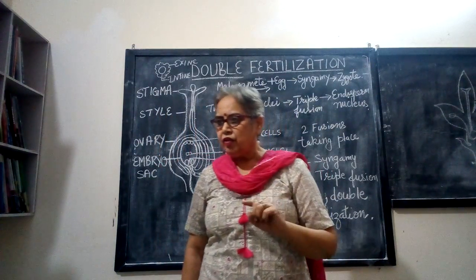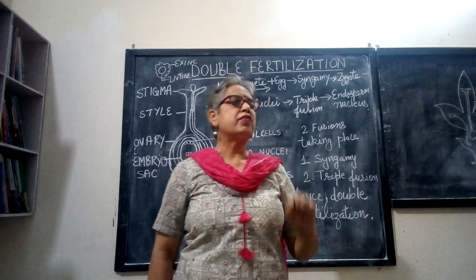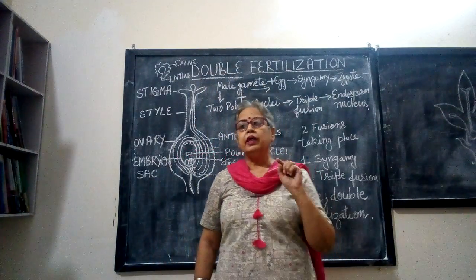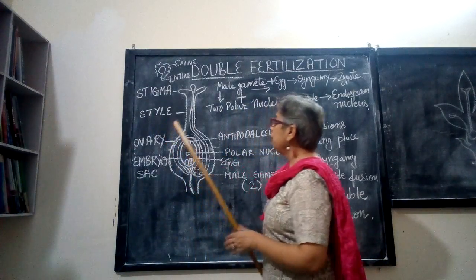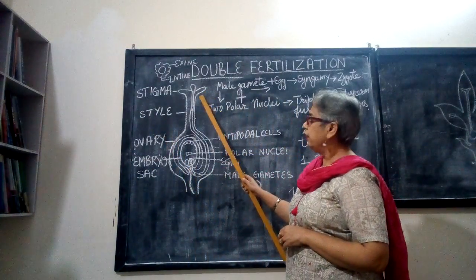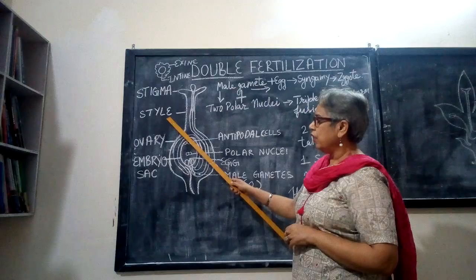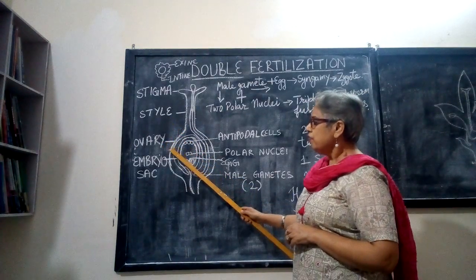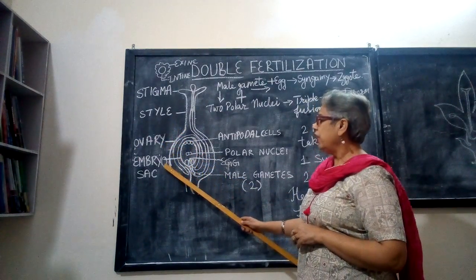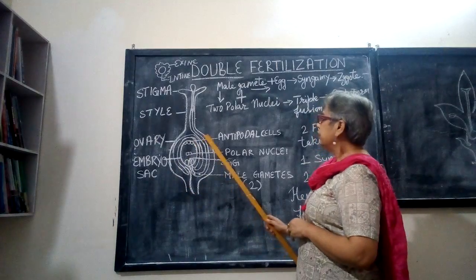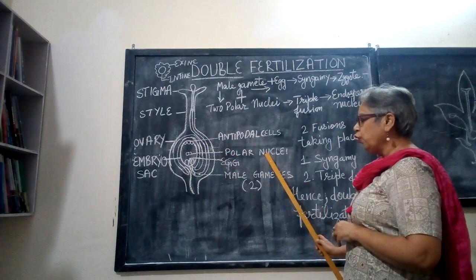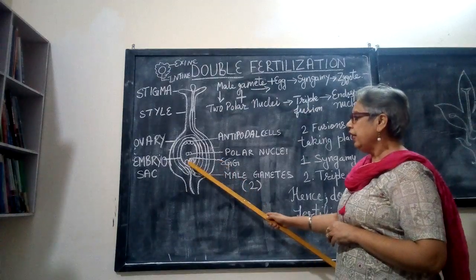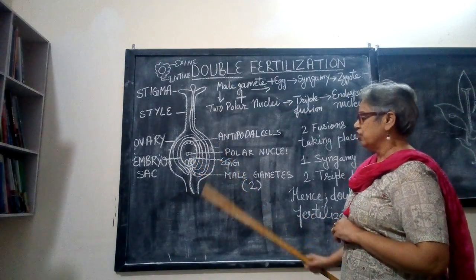Now, in case of angiosperms, flowering plants, there is an ovary. Now, the female part is having a structure like this: stigma, style, ovary. Inside the ovary, there is an embryo sac. Then there are antipodal cells, there are 2 polar nuclei, an egg cell, and then synergids.